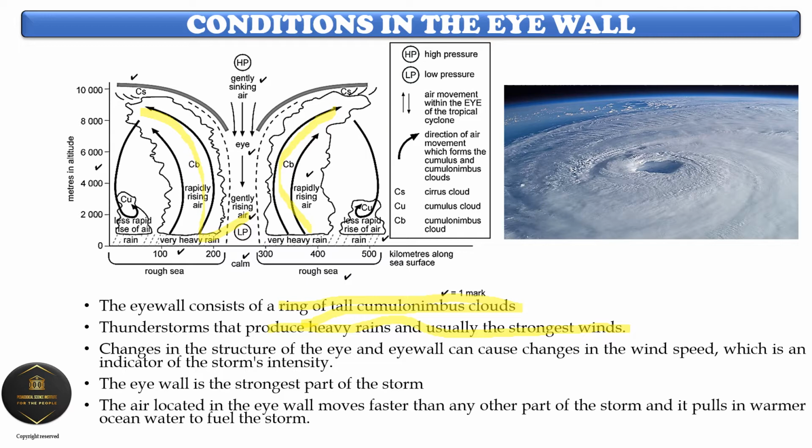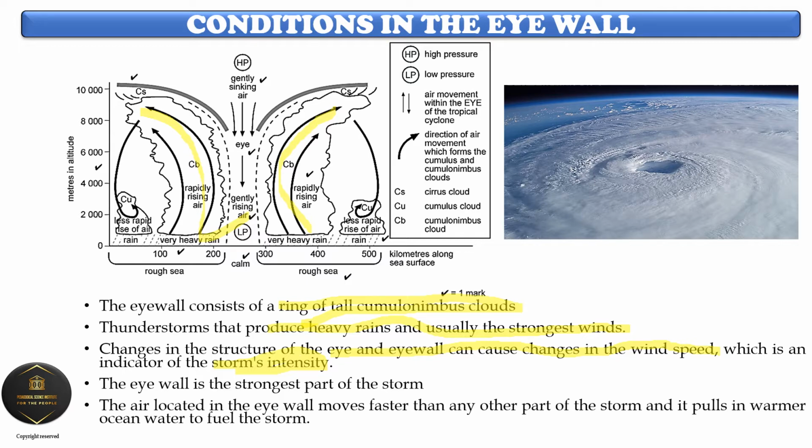And the changes in the structure of the eye and eye wall cause the changes in wind speed, which will indicate how intense the storm is going to be. So the structure of your eye wall will tell us how strong in intensity the system is going to be, how well formed the two vortexes are, determined by the towering cumulonimbus clouds that will form around the eye.